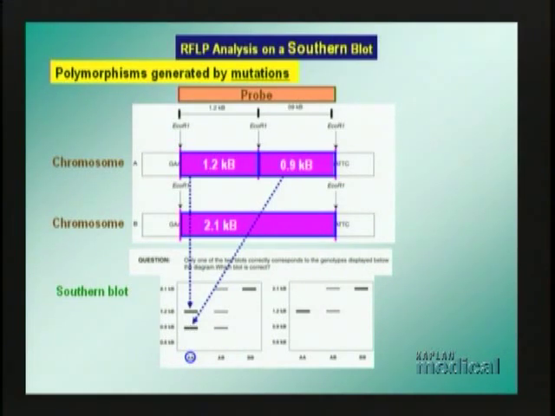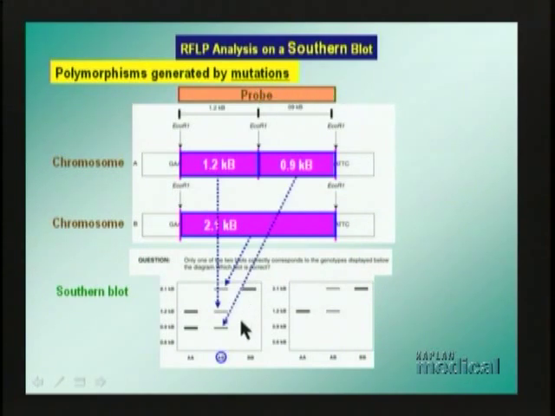Now, what happens if someone has an AB genotype? In that case, notice all three of these fragments will be visualized and recognized, or hybridized, by the probe. Here is the 2.1 kb fragment coming from chromosome B. Similarly, the 1.2 kb fragment coming from chromosome A will be seen. And lastly, the 0.9 kb fragment will also be seen by this probe, and it will be visualized down here. So this is if a person has an AB genotype.